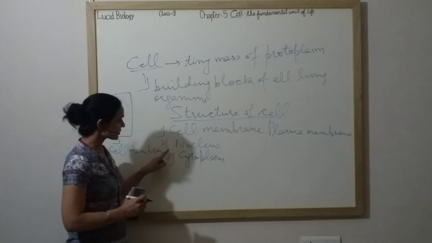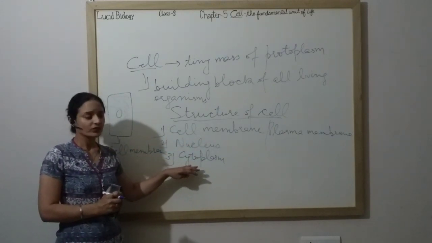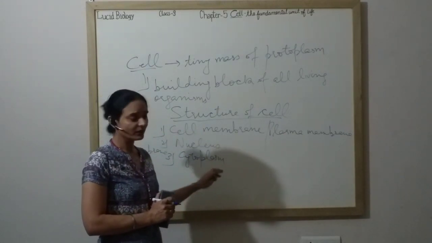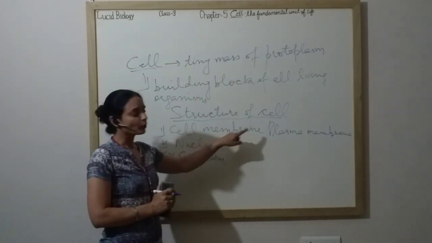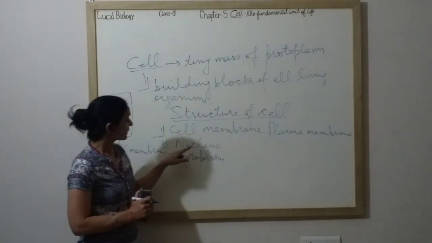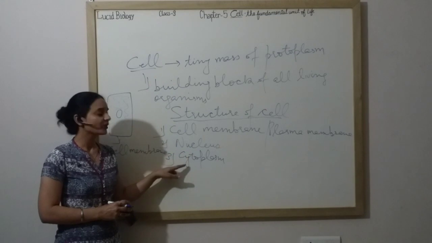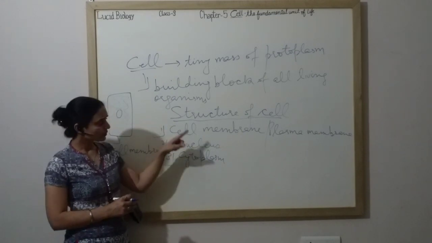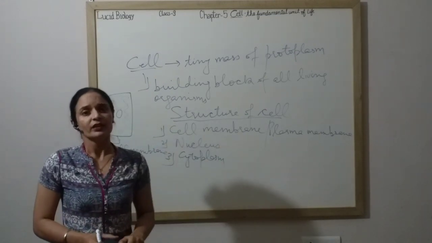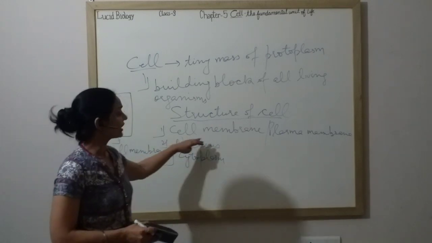But today we are going to study in detail these three main regions of the cell. First one is the cell membrane, also called plasma membrane. Then we have the nucleus, and then we have the cytoplasm. We are going to study these in detail. Now we are going to start with the cell membrane first.